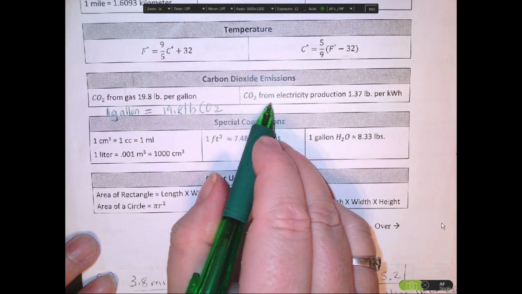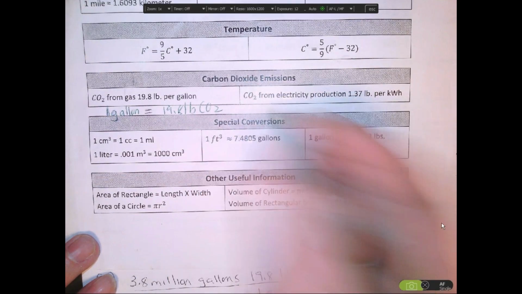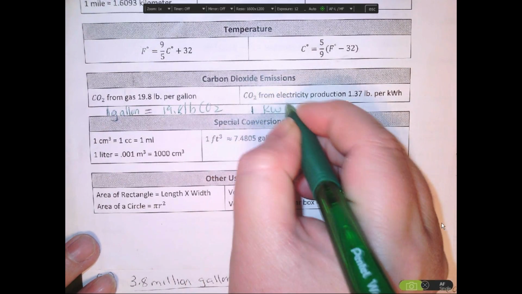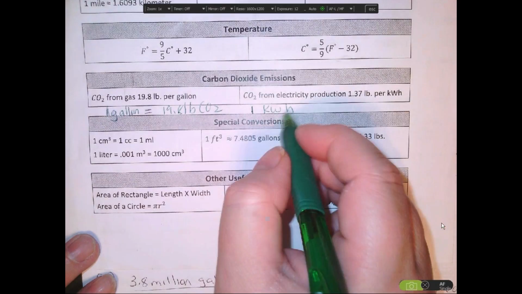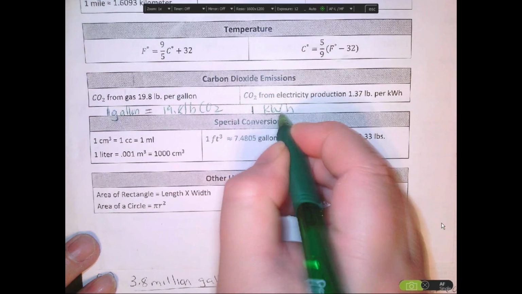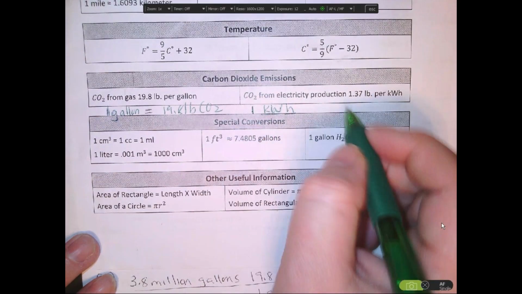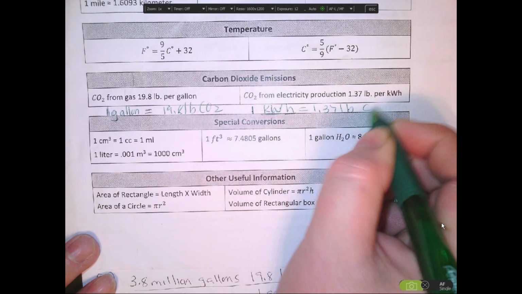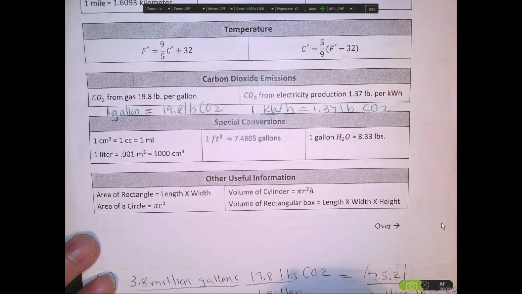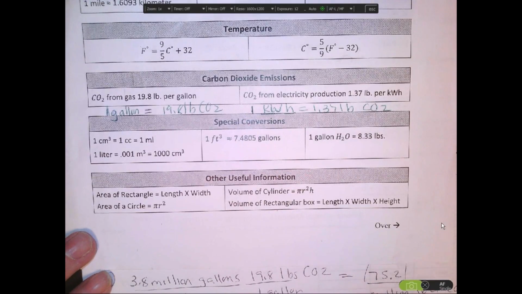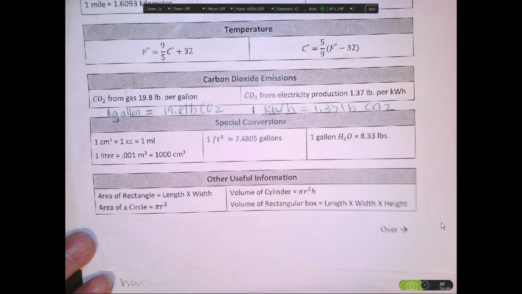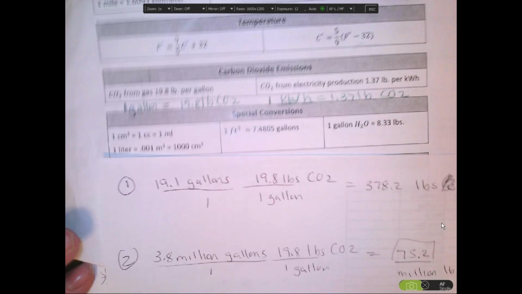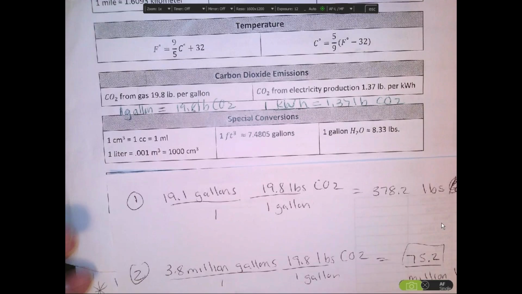Okay, then we go to CO2 produced from electricity. 1 kilowatt hour. So this one trips people up because you have 2 units here. Kilowatt hour emits 1.37 pounds of CO2. So it is nothing new. It's just the factor label, just like we did last week, but using these conversions.